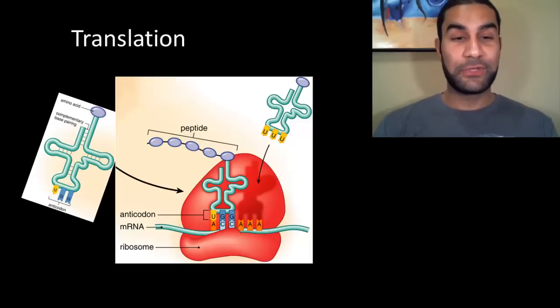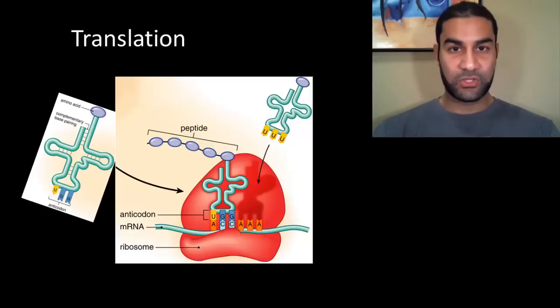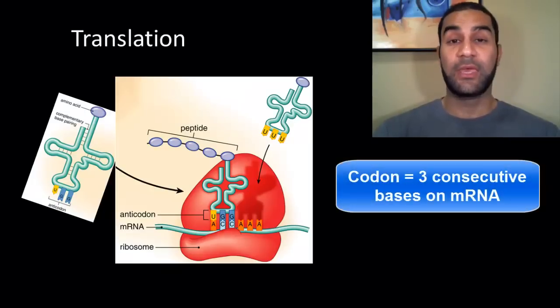The last thing we need to talk about here is some of the terminology that we see here in terms of the bases. Every 3-base sequence on the messenger RNA has a name. Every 3 bases of the messenger RNA is called a codon, C-O-D-O-N. A codon is the 3-base sequence on RNA.